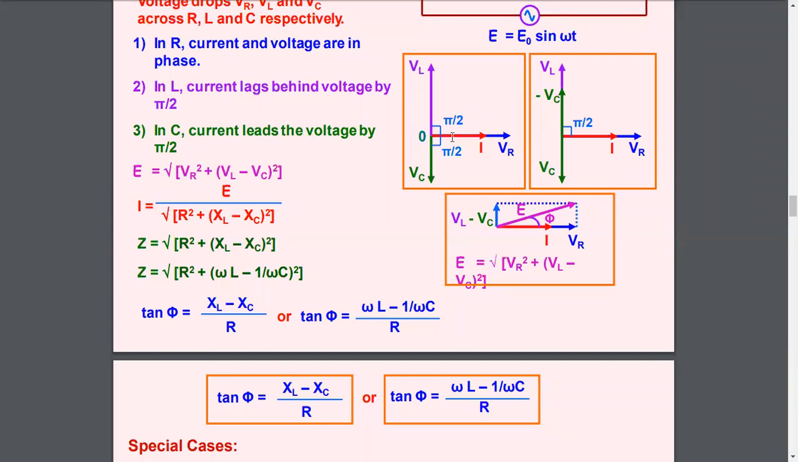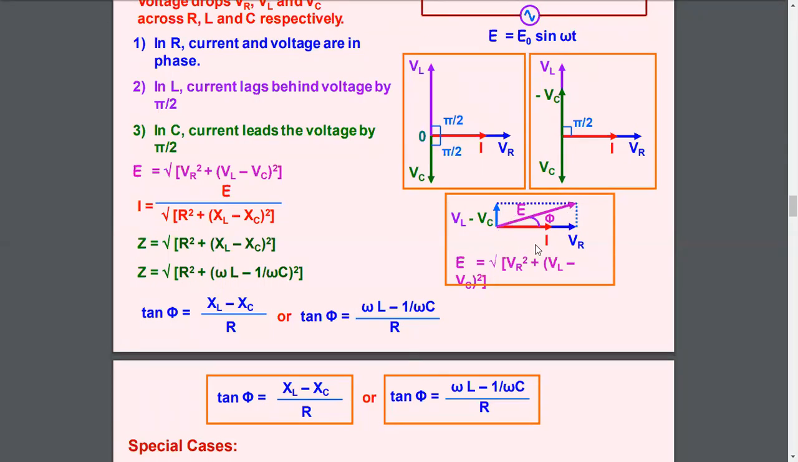Therefore, their difference will appear here, VL minus VC. So VL minus VC will appear as this smaller arrow, while VR will remain in the same position. So the resultant of these two will be this arrow.